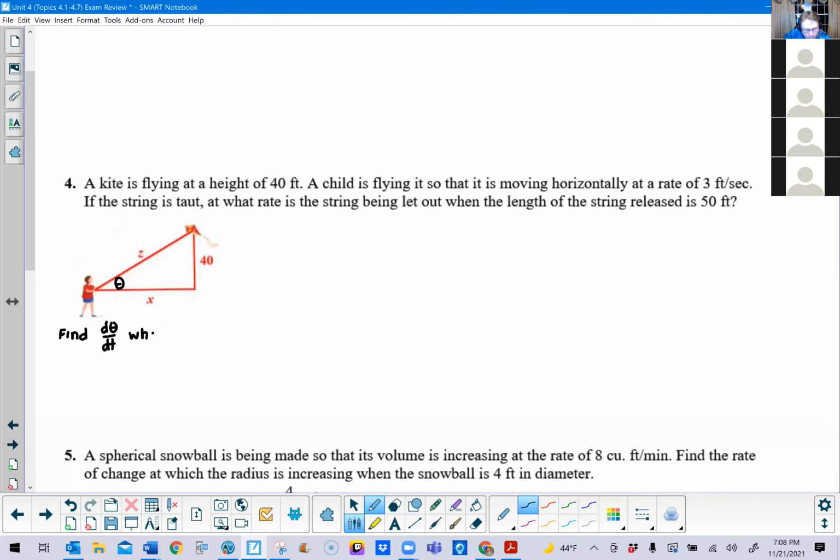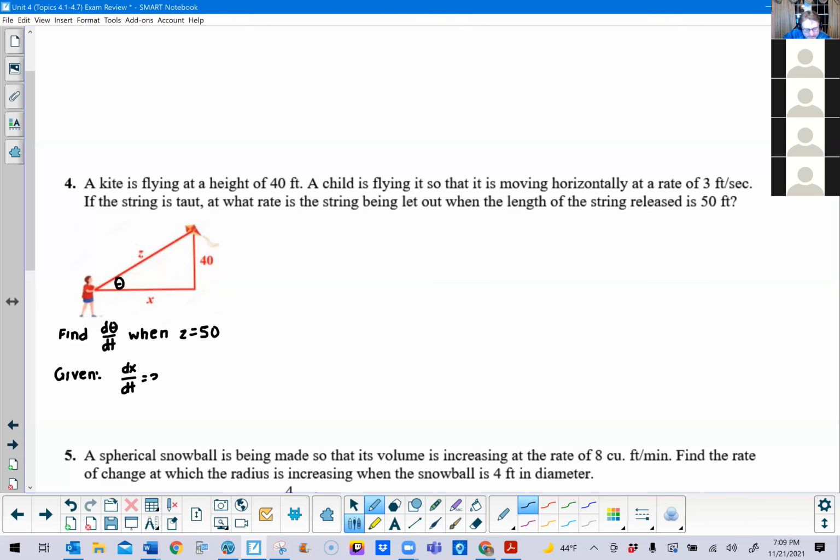Now, I hope that even if you haven't flown a kite ever, you all know that the string is the thing that's attached to your hand and the kite. That's the whole idea, right? That's the whole idea of flying a kite, right? Holding on to it. So the string is going to be Z, and Z is 50. So if I gave you that information, still the height of the kite is 40, and the child is flying it so that it's moving horizontally at a rate of 3. So that's kind of in our given, and I know I'm kind of writing this backwards, but if the rate of change horizontally is 3, that means the dx dt is 3.